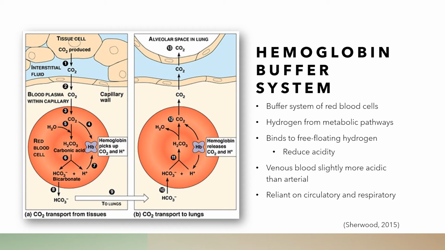If the hemoglobin did not clean up this excess hydrogen, the blood would become acidic. But, since it performs this action, the blood of the venous system is only slightly more acidic than the blood found in the arterial system. This is primarily due to the higher abundance of carbon dioxide. This buffering system is heavily reliant on both the circulatory and respiratory systems, as well as the abundance of hemoglobin.